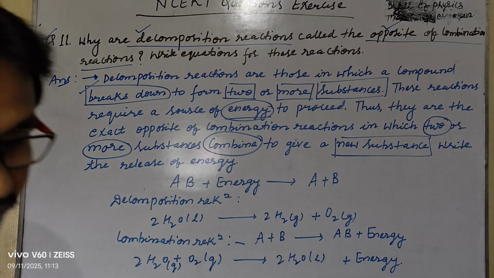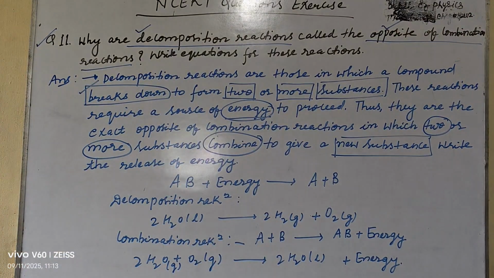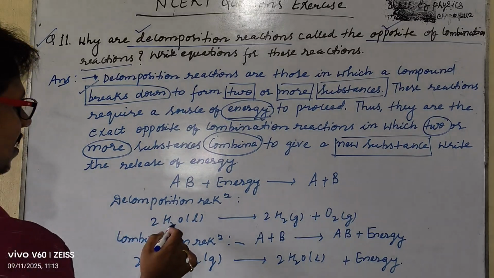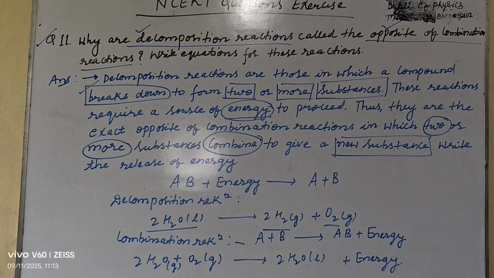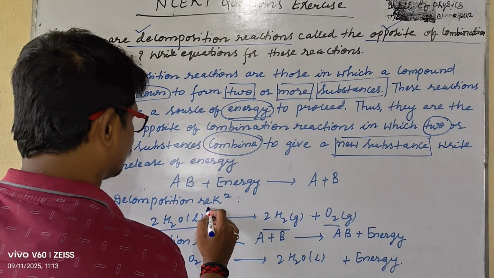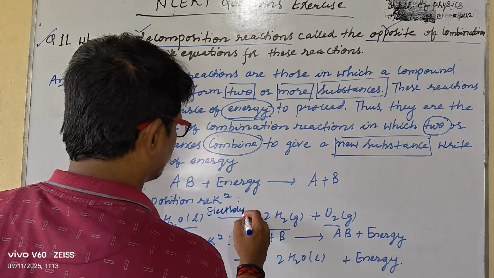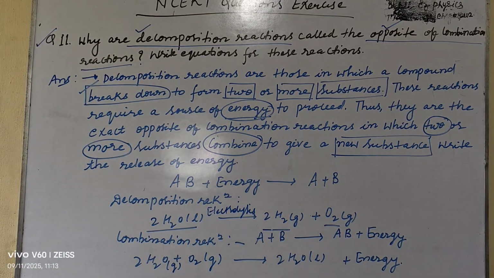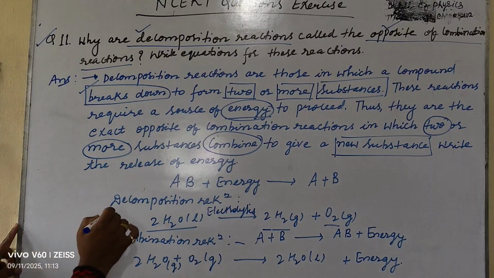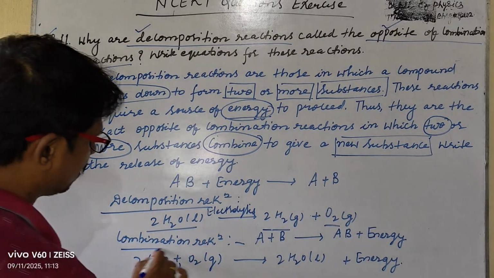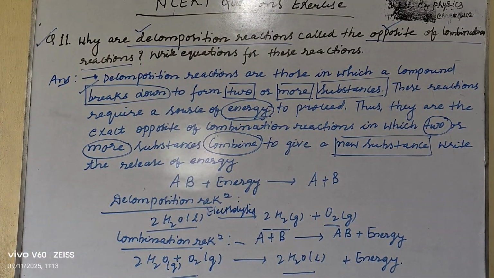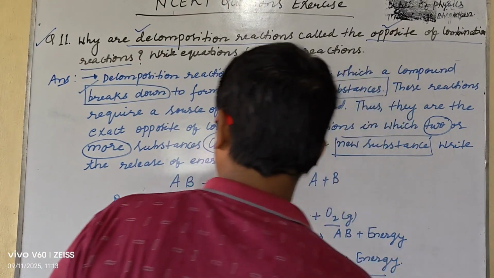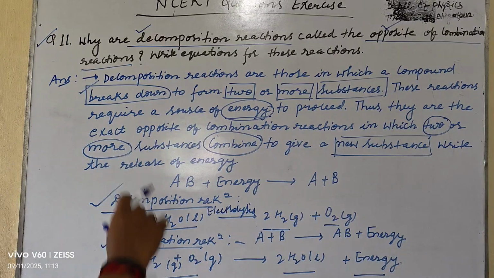A plus B gives A plus B plus energy. And 2H2O gives 2H2 plus O2. That is a decomposition reaction, which is electrolysis, when we pass an electric current. And in the combination reaction, hydrogen combines with oxygen to form water, and it gives off energy. This is all about question number 11.